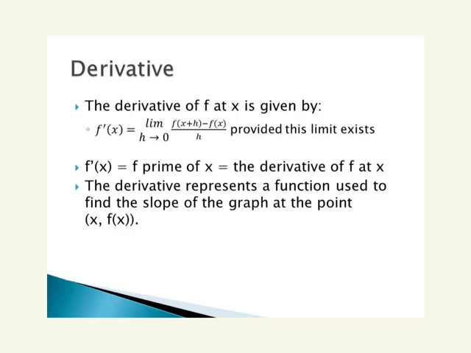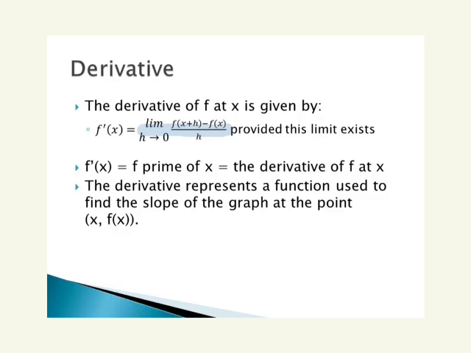So here's our formal definition of a derivative. You can see it says the derivative of f at x is given by f prime of x, which is equal to the limit as h approaches 0, and then we see our same difference quotient that we've been working with the last couple of days, provided that this limit exists. All right, so as we find the limit of the difference quotient, that is finding the derivative of the function.